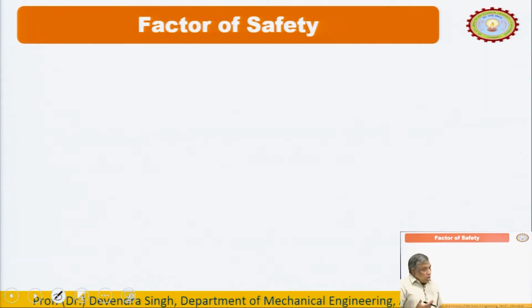Now, to avoid these kinds of failures, what a designer does in his design is use a factor, a number known as the factor of safety, and its value depends on the wisdom and the experience of the designer. If you take a higher factor of safety, it may make your design bulky, and it will always result in higher cost. If it is a lower factor of safety, it may cause some danger. So we need to apply an optimum value of factor of safety.